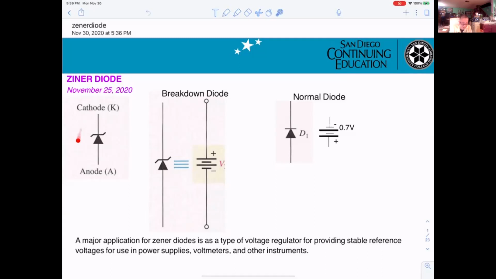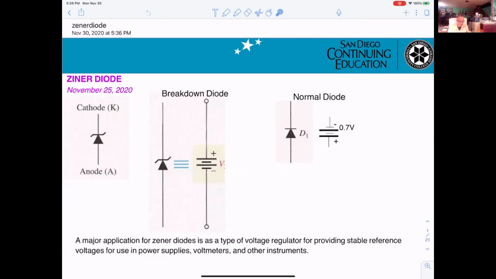So basically, this is the symbol for the Zener diode, with the anode and this is the cathode. They will look like this guy here, okay? Basically, this side will be positive, this side will be negative.